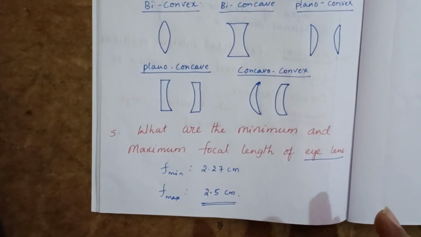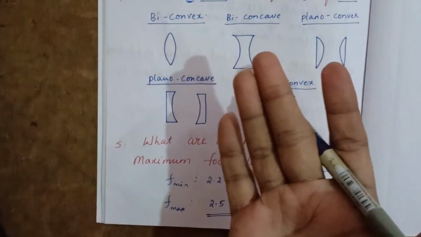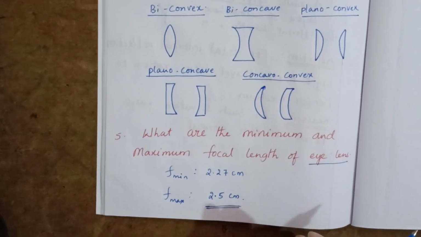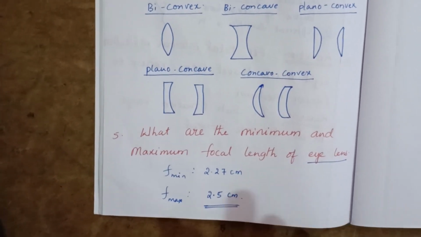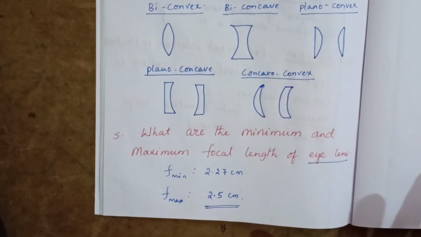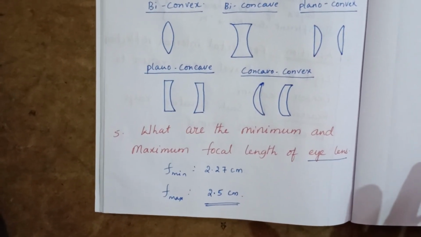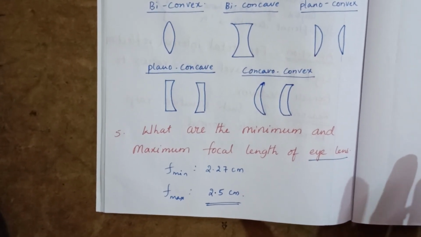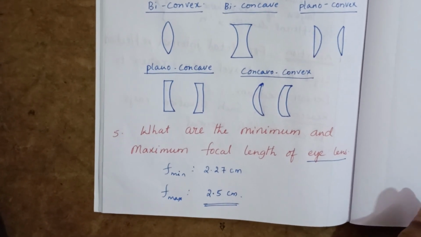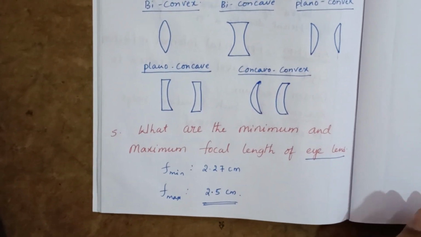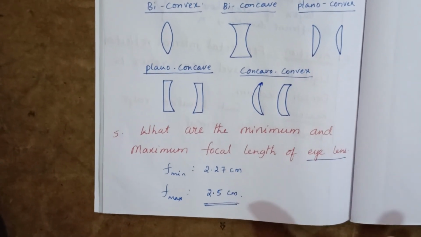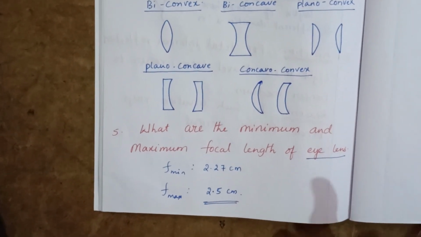Least distance of distinct vision. What is the minimum distance, least distance that we are able to see? 2.5 centimeters. If you keep an object, can you see? No. 25 centimeters. If you keep an object, you can see. Teachers, elders, our parents are saying we should not keep our book very close to the eyes while writing or reading. It should be some far. So more distance, 25 centimeters. Least distance of distinct vision.